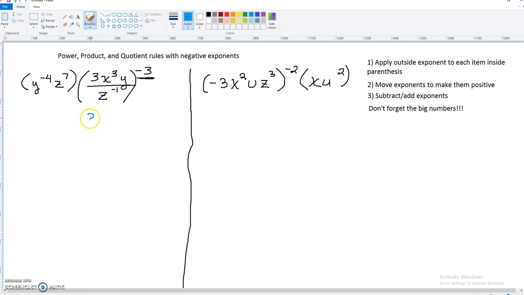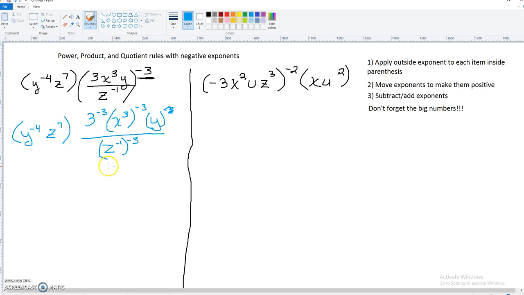And so we've got 3 to the negative 3, x cubed to the negative 3, y to the negative 3. Oh, that's a horrible negative 3, isn't it? All over z to the negative 1 to the negative 3. Okay, and I'm just going to bring this one down just to make sure we're not forgetting that it still exists, but we're not really doing anything with this at the time.